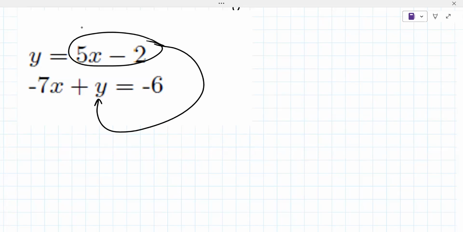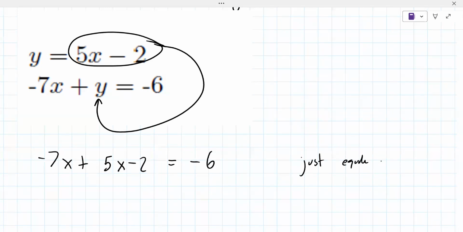So the first equation is solved for Y, the second one's in kind of standard form. So it becomes -7x plus, now, instead of Y, it's 5x minus 2 equals -6. Like you imagine all that goes in for Y, rewrite it that way. And now it's just an equation, and X is the only variable. That's really good news because that's something you know how to solve. We've been solving those for a while now.